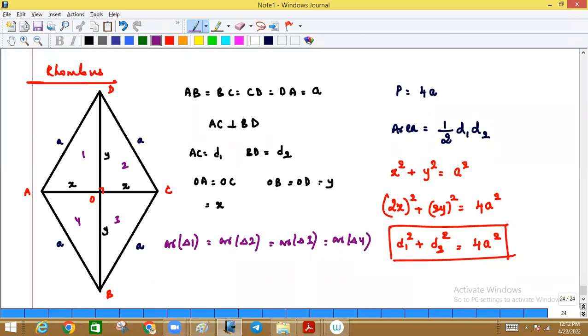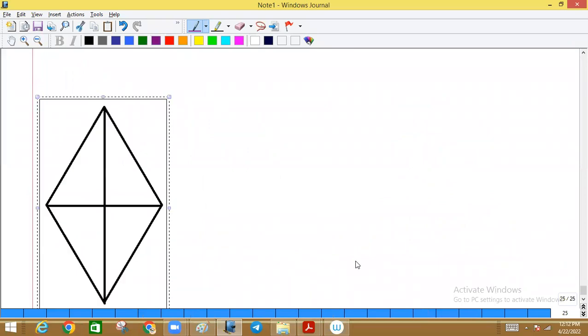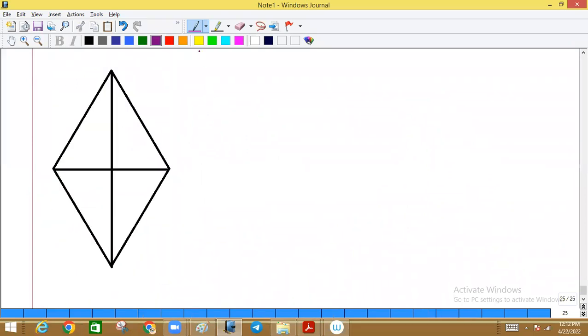Is that clear? What is also important in a rhombus are the angles. If this angle is theta, then this angle is 90 minus theta. This angle is again 90 minus theta. This angle is theta. 90 minus theta. 90 minus theta. Hope you understand that. Is it clear, all of you? Okay. Diagonals bisect the angles.